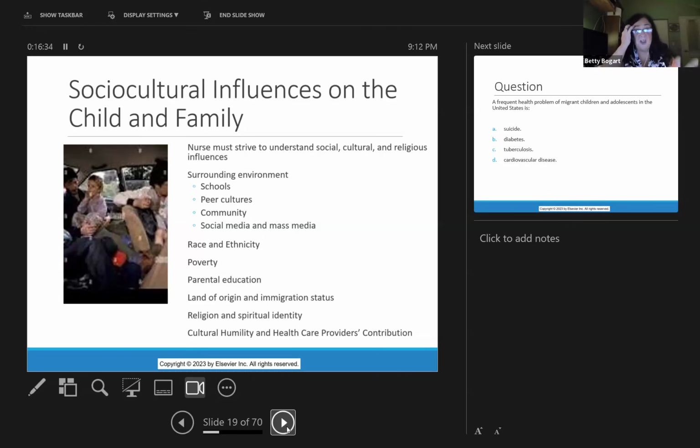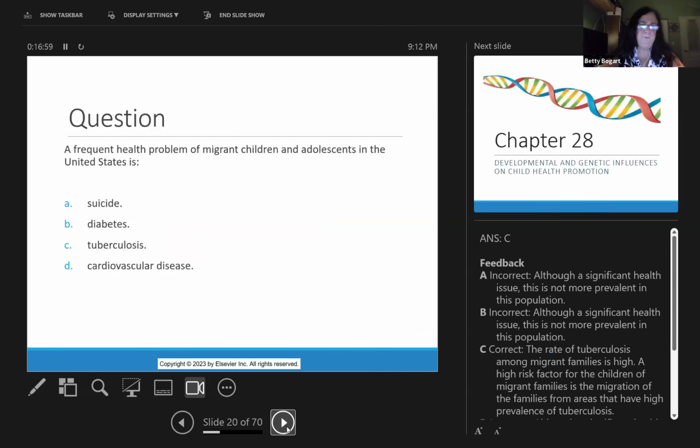And if the child and the family's beliefs are different, you need to give them the opportunity to practice their religion as long as it doesn't affect the care of the child. Sometimes it's important. It could be prayers, it could be some sort of things that they do in order to make them feel better. We don't have to understand it. We just have to give them that space and the opportunity.